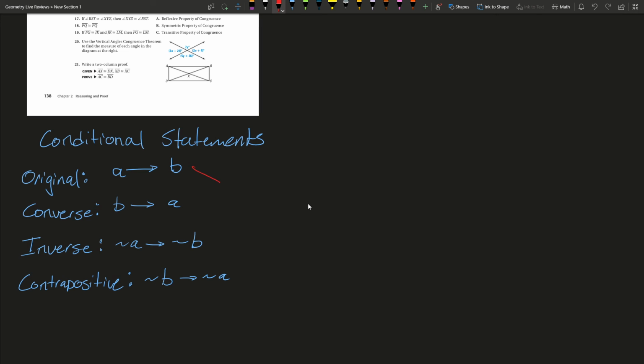If both of these things are true, so if the original and the converse are true, that means you have a biconditional statement. Which looks like this. So A, if and only if B. So it works both ways.